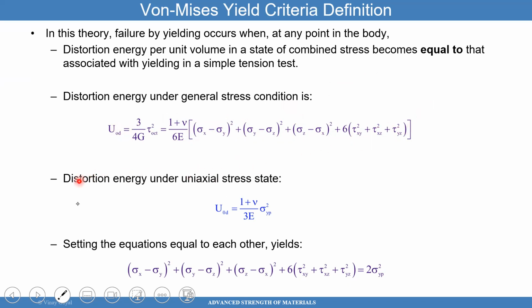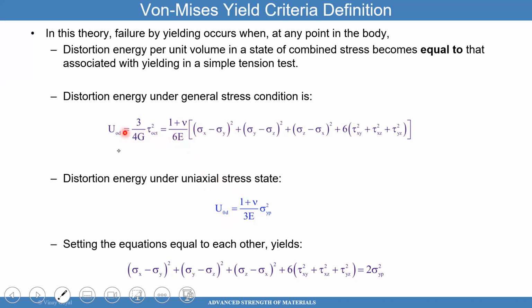Then you have the distortion energy on the uniaxial stress state, which can be easily found by looking at this equation. In fact, if you look at this equation, you will notice that if I set sigma y to 0 for uniaxial stress state, and sigma z to 0, they have two of this, 2 sigma xy squared. There's no shear stresses in a uniaxial test. And so you get twice divided by 6, which is 3.